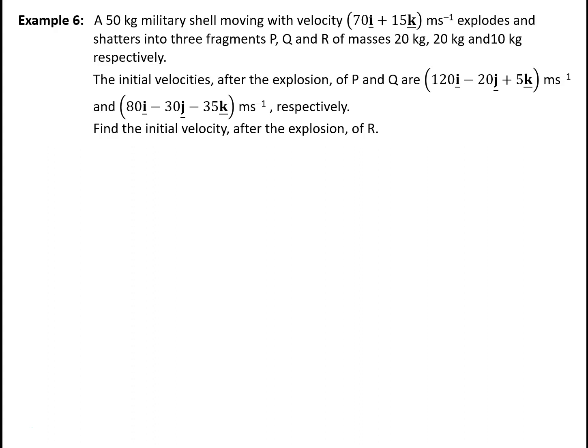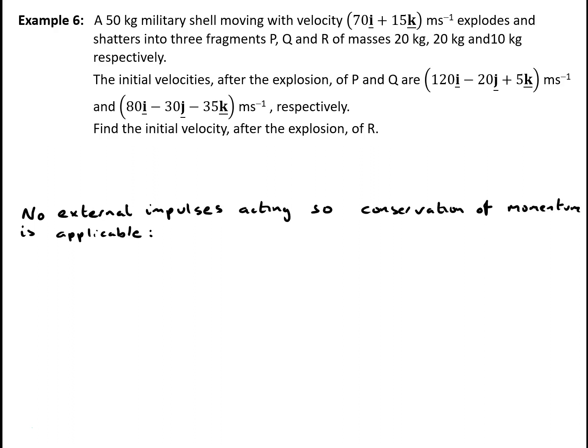Now, since there are no external impulses acting during the explosion, the conservation of momentum is applicable. So we can say that the initial momentum must equal the final momentum of the system. So that's the momentum before the explosion must equal the momentum after the explosion. The momentum before the explosion is 50 times (70, 0, 15).